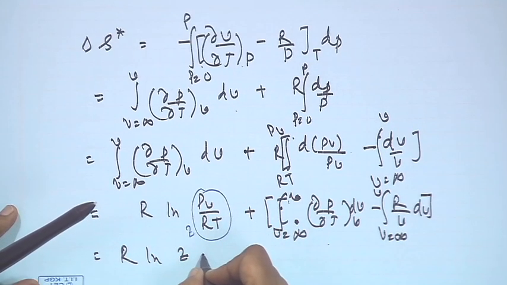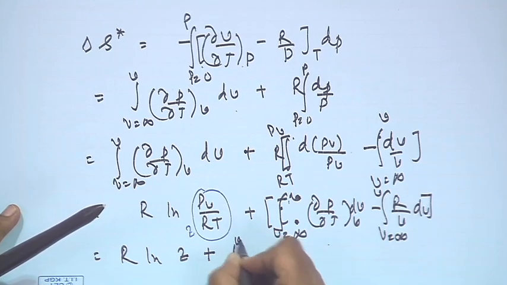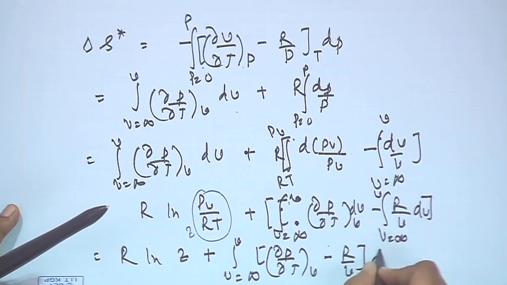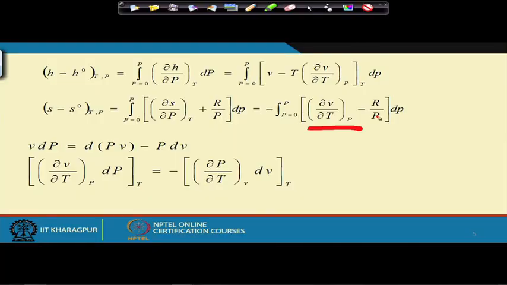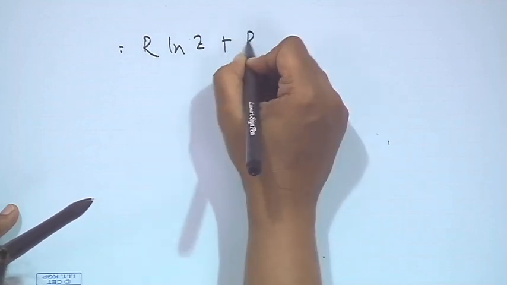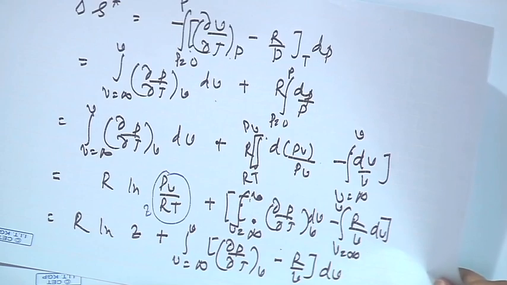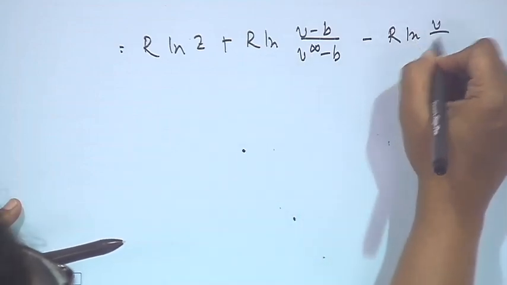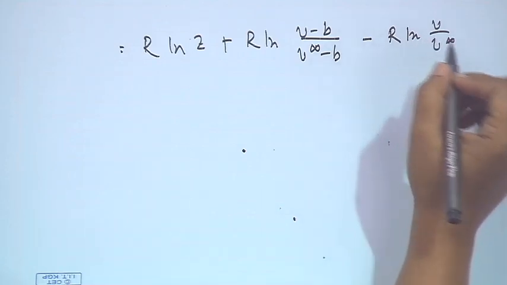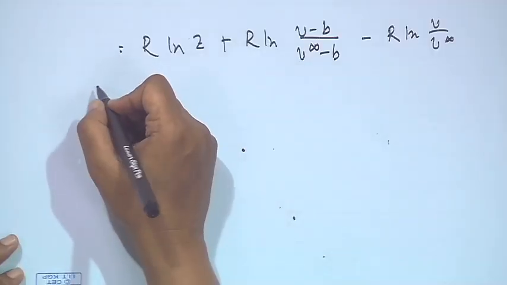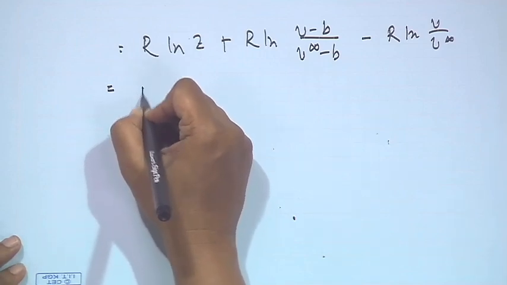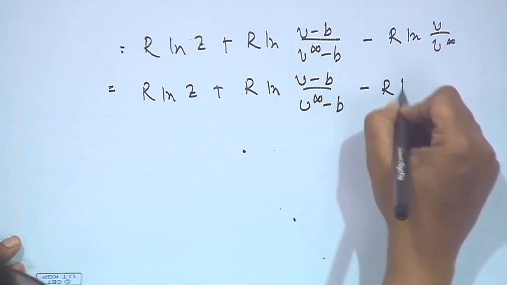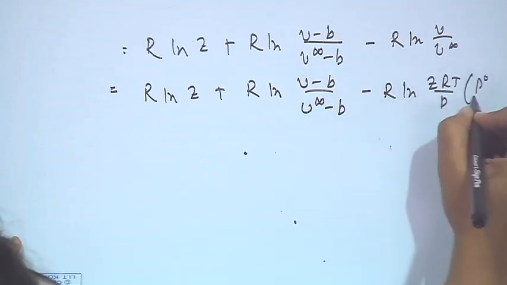So, what do I get here? This is R ln Z plus integral V equals infinity to V del P del T at constant V minus R by V dV, which gives me, on slightly more substitution, R ln Z plus R ln, if you observe in this particular case here we get dV by V. So, R ln (V minus B) by (V infinity minus B). Agreed? So, from here you can make the substitutions, or in other words you can also write it down as R ln Z, V minus B by V infinity minus B, minus R ln Z RT by P into P0 by RT. Can you not do it?